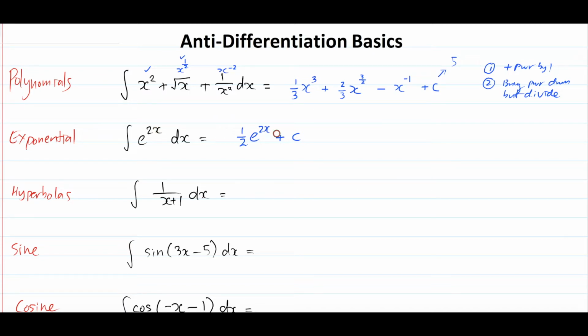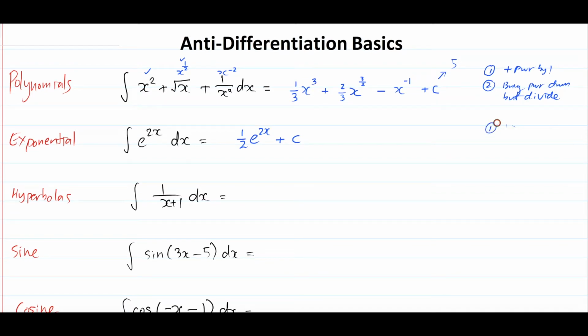And of course, if you do that, you'll get e to the power of 2x. But if you're working backwards, you derive the power, you bring it down, but you divide instead. So just always think backward, okay? So that's how you anti-derive exponential. It's quick and easy, nothing too complicated. So I'll show you the steps here.